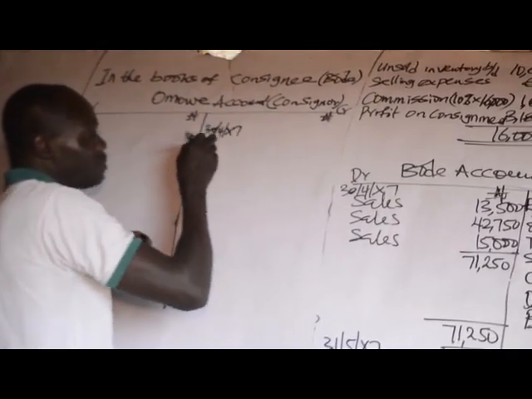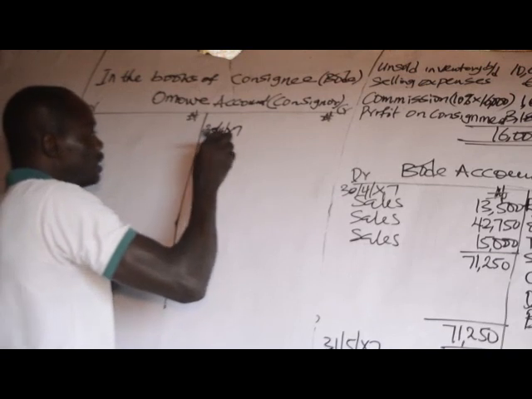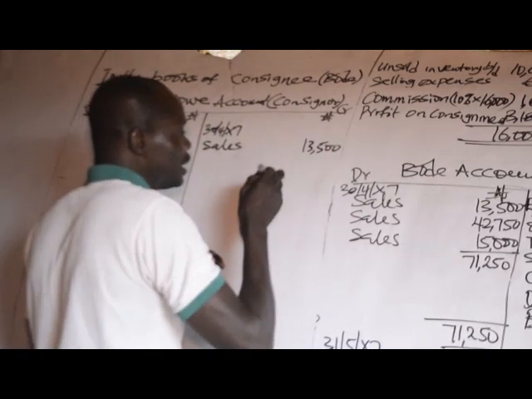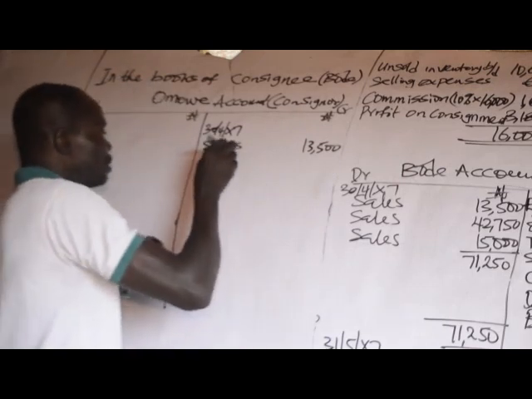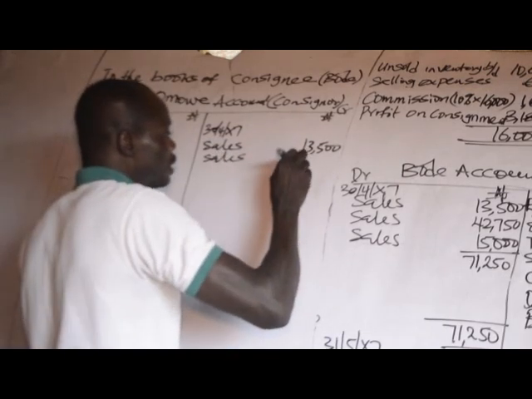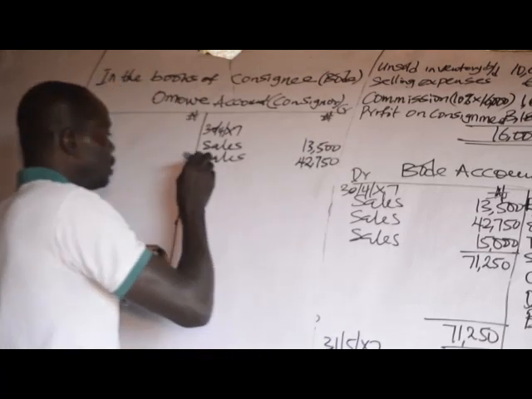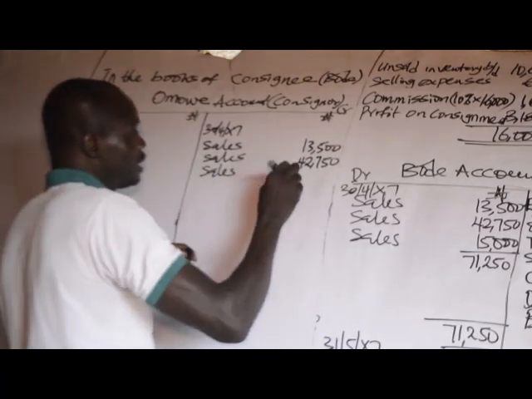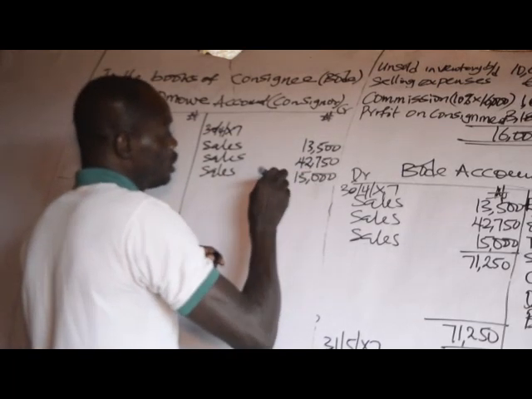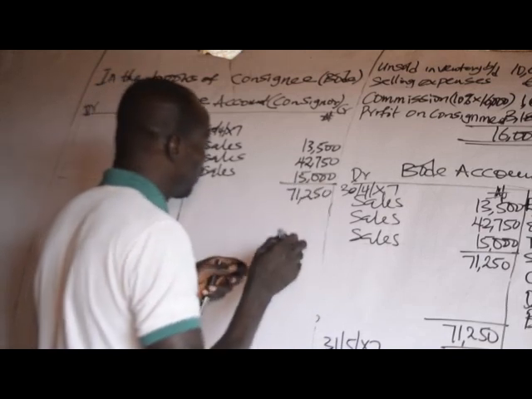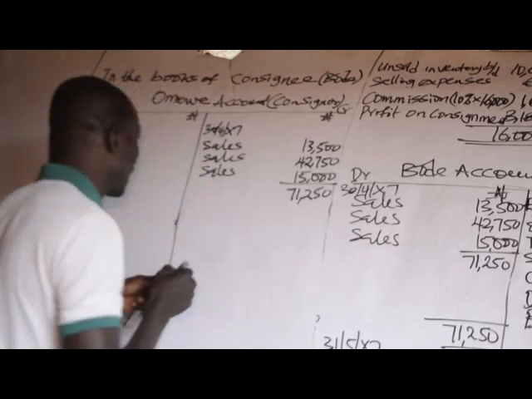30th of April, X7. So the interim account sales, the first one, amounted to 13,500. Then the later one amounted to 42,750. And the third one amounted to 15,000. The total sales is 71,250. That is for the first interim account sales.